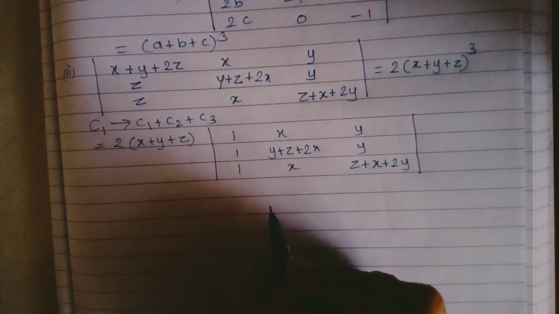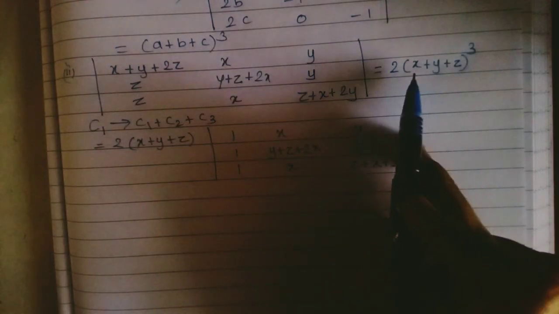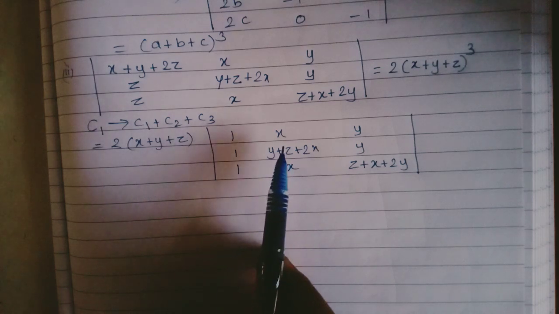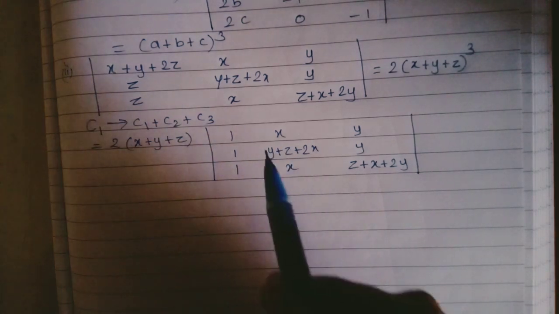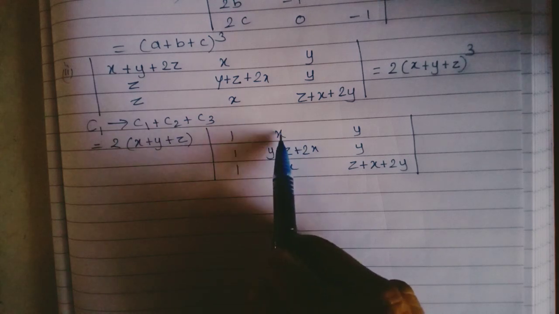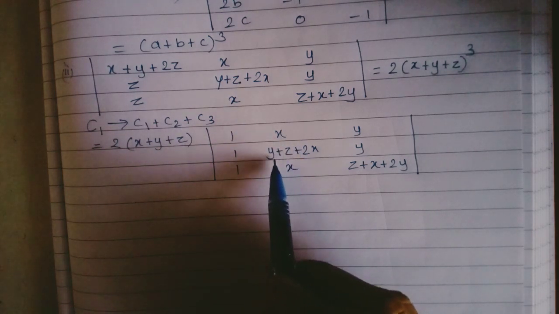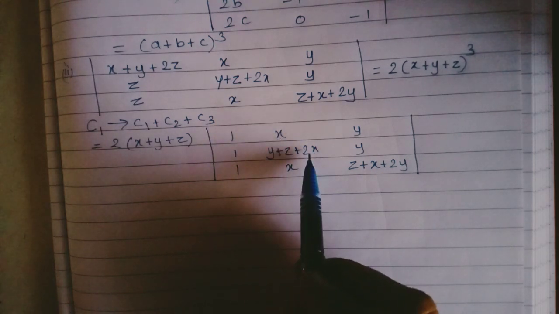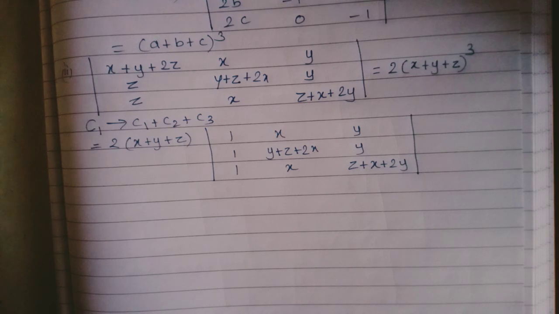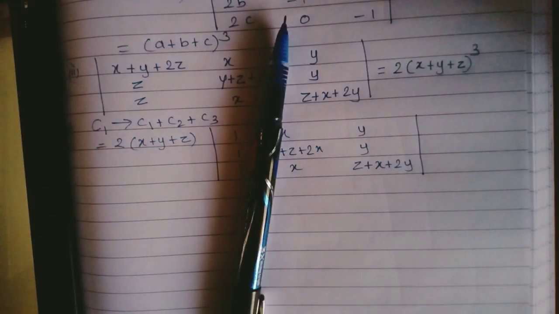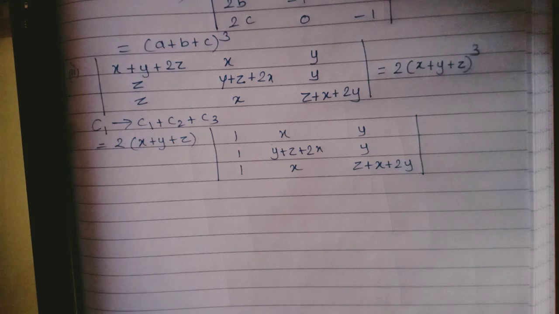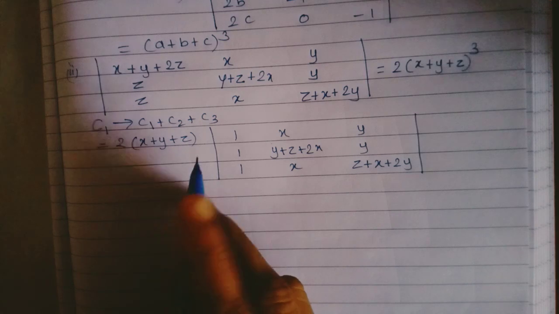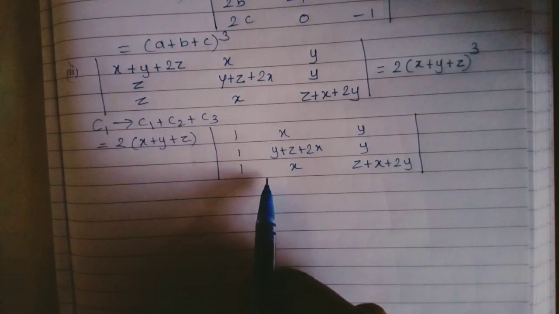Now I want to take out x plus y plus z, right? So now I can operate on rows. If you take row 2 and row 1, what you will get? y plus z plus 2x minus x, you will get x plus y plus z. So operating along c1 plus c2 plus c3, we got this.